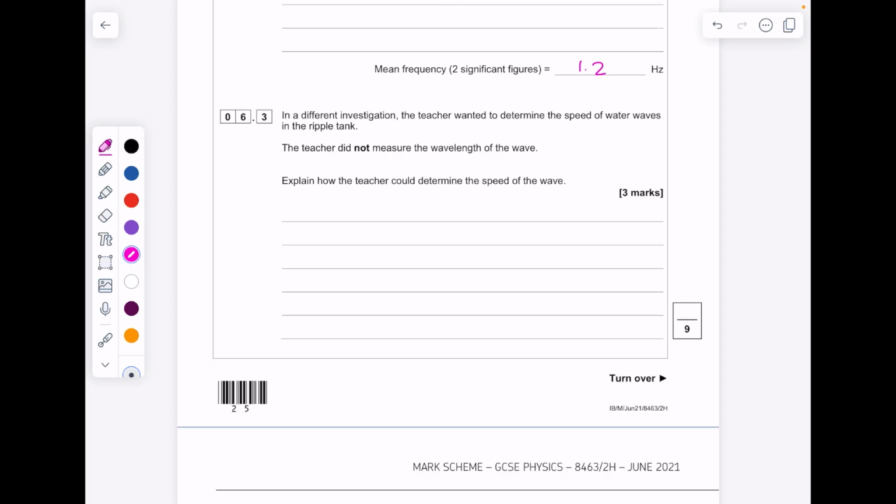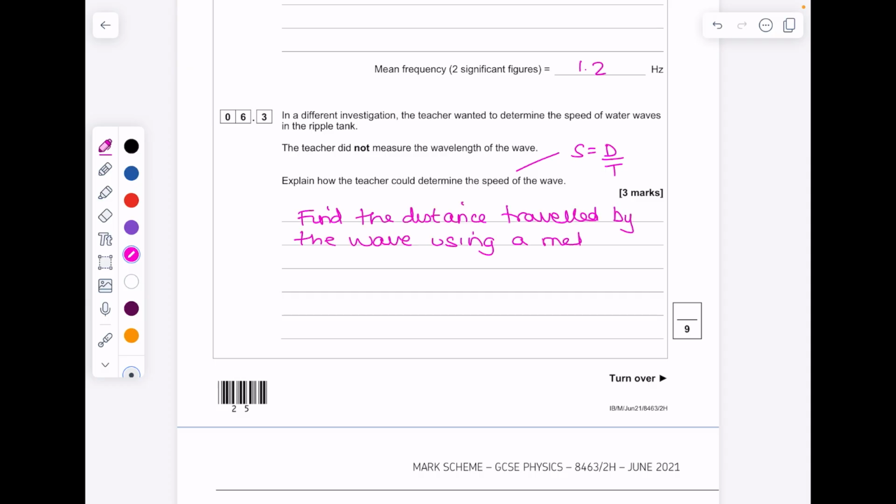In a different investigation, the teacher wanted to determine the speed of water waves in the ripple tank. The teacher did not measure the wavelength of the wave. Explain how the teacher could determine the speed of the wave. So as with so many physics questions, we want to use an appropriate equation. So how do we find speed? Well, speed equals distance over time. So the first thing we need to find is the distance travelled by the wave. And how do we do that? Using a meter ruler. Then we want to measure the time taken for one wave.